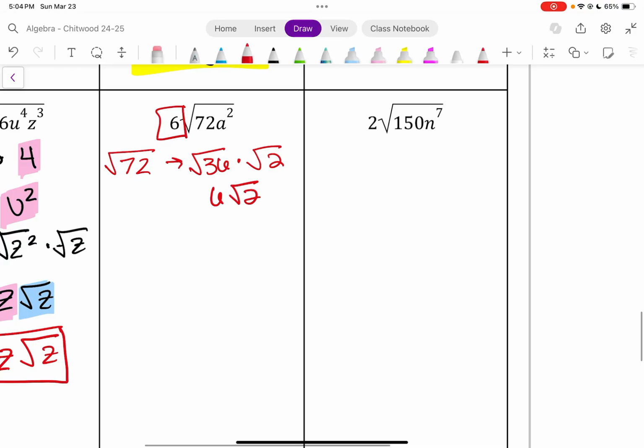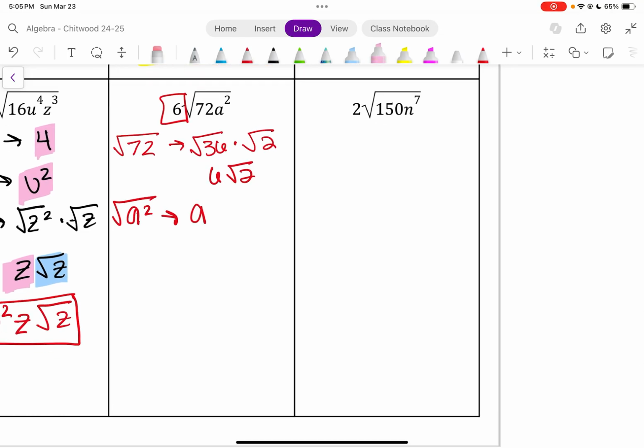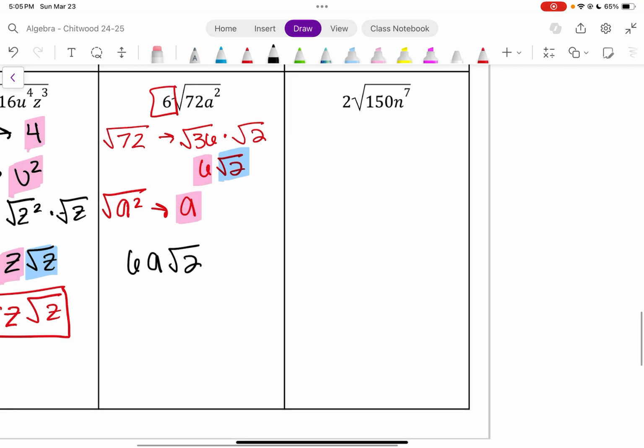Now I can look at my variable. The square root of a to the power of 2, my exponent is even, so I'm just going to divide by 2, and I will get the square root of a squared is a. So now I want to take my numbers slash variables that are not under the square root first. So I have 6a, then I can look at what is under the square root next, which is the square root of 2.